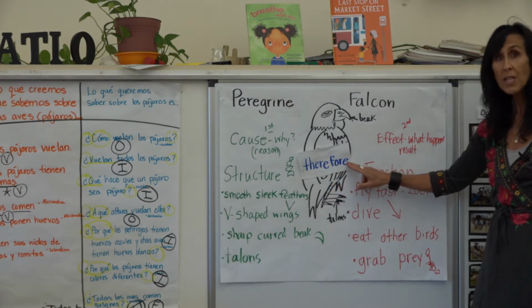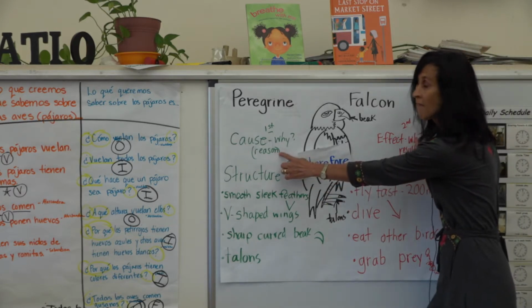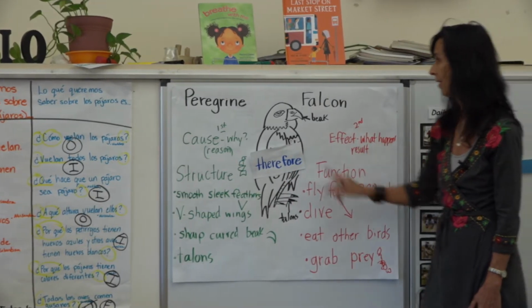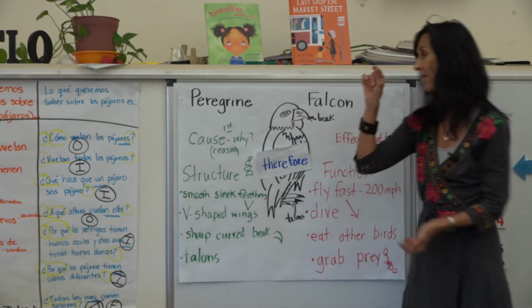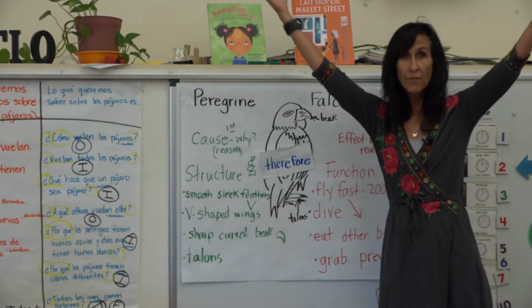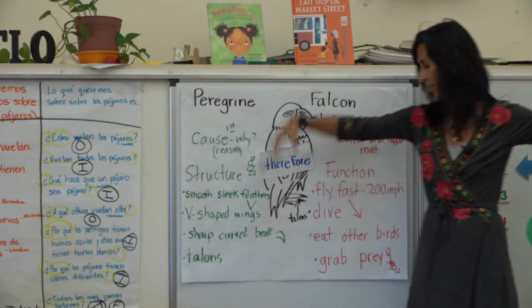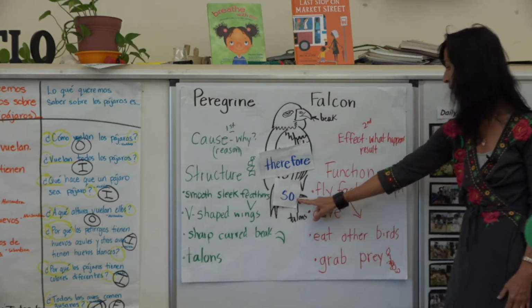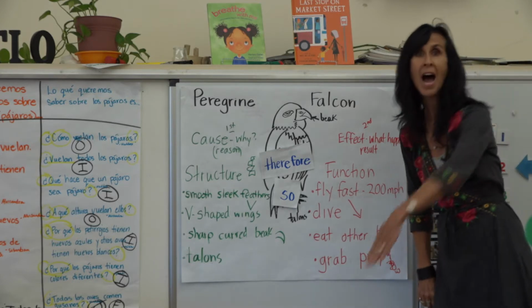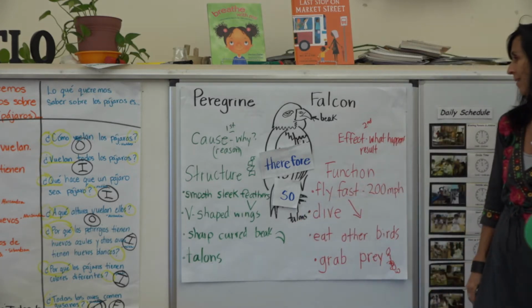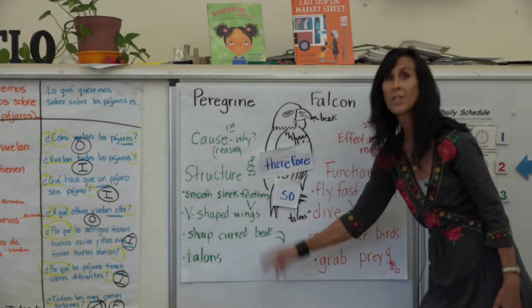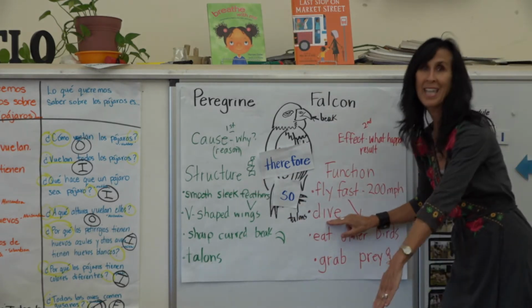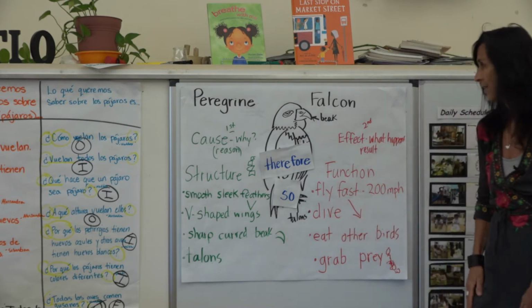Therefore, when you see this word, there's a cause and effect happening, a reason or a why and what's happening. The peregrine falcon has V-shaped wings. So, it can dive down to get its prey. This happens first, V-shaped wings, so this happens second. It can dive, the effect.